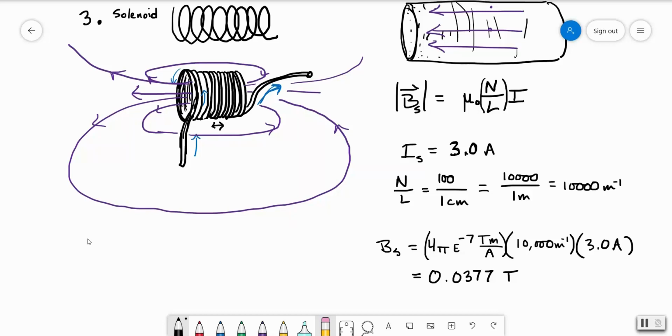In the next video, I'm actually going to introduce a consequence of Ampere's law with our Lorentz force, because we're going to have sort of a combination effect between the two.